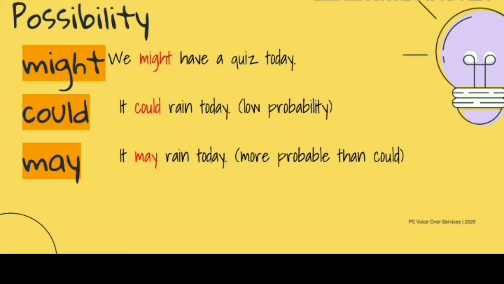Let's learn about expressing possibility. The verbs might, could, and may show possibility now and in the future. I want you to read the examples.